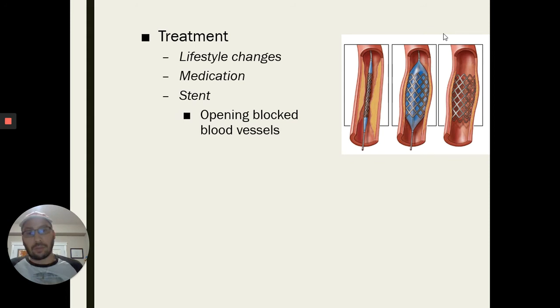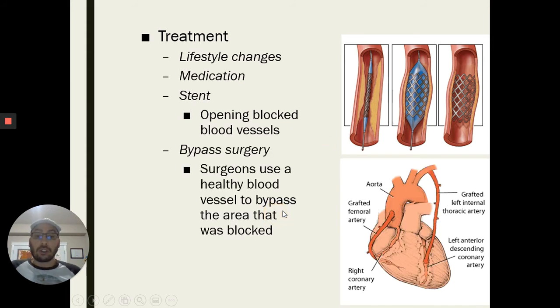Oh, yeah, here's a beautiful picture. So you can see we have the stent that goes in here. They pump up the balloon, they deflate the balloon and pull it out, and the wire mesh stays in. So it opens up the blood vessels. The other thing is bypass surgery, where surgeons actually use a healthy blood vessel to bypass the area that was blocked. So they end up grafting a different blood vessel that allows the blood to move.